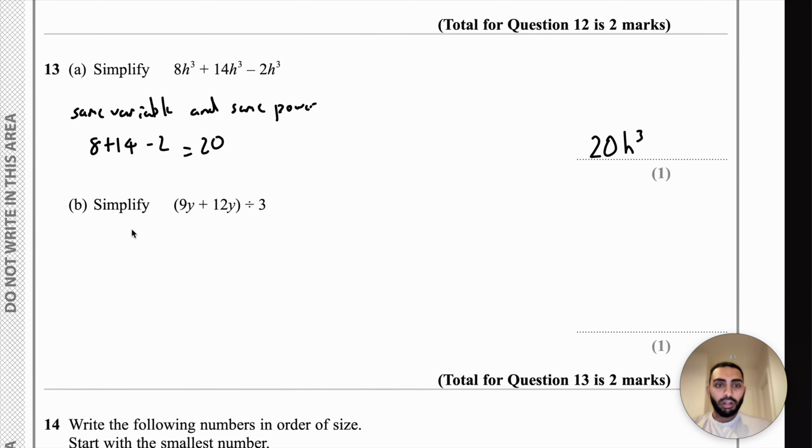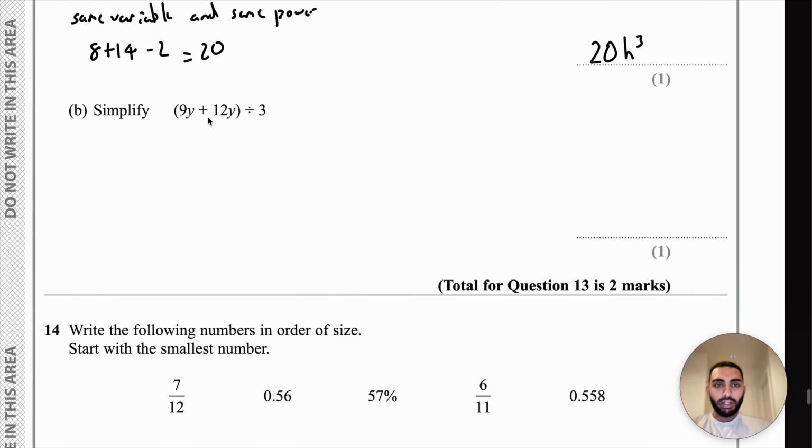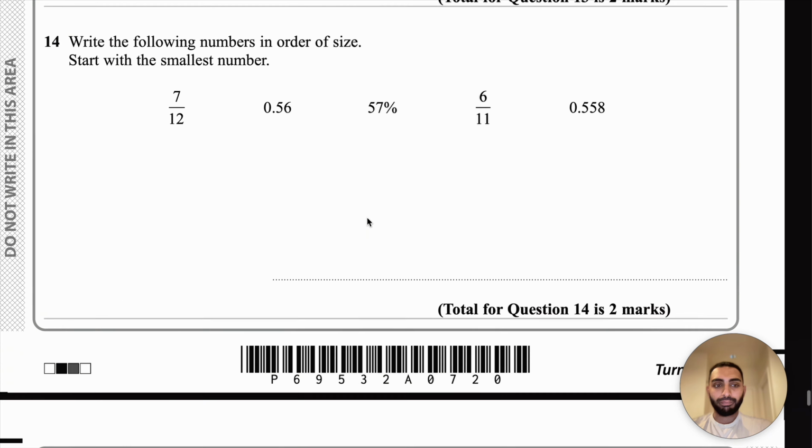Part B, simplify 9y plus 12y, all divided by 3. So the first thing that I'm going to do is focus on this bracket because BIDMAS tells me I need to do brackets first. Same as before, these both have y, so we can collect them together. 9 and 12 is 21, so that's 21 lots of y divided by 3. 21 divided by 3 is 7, so that's 7 lots of y.